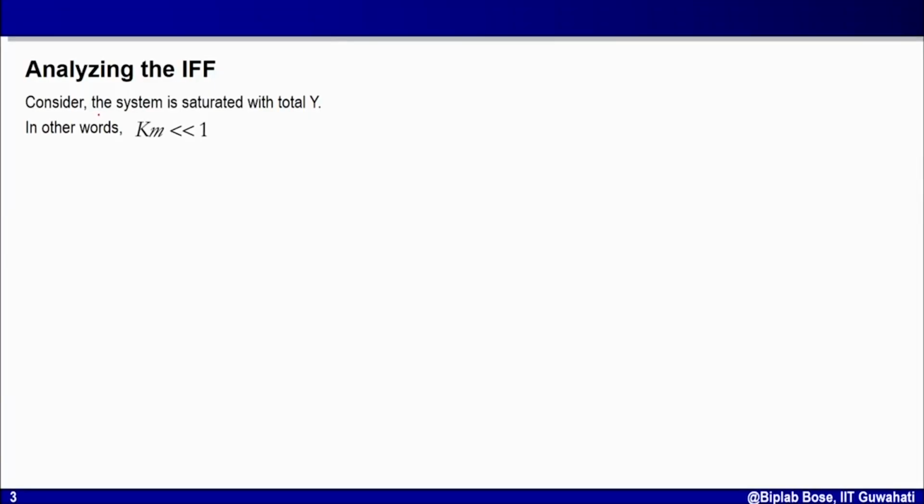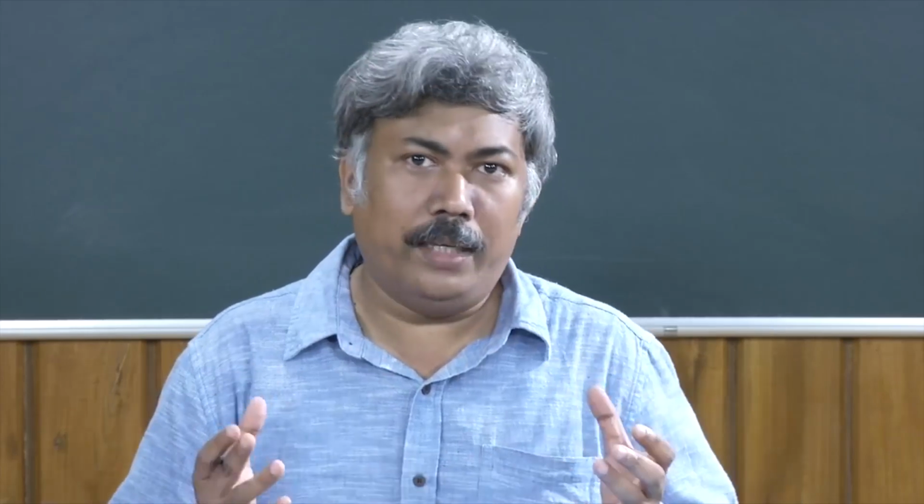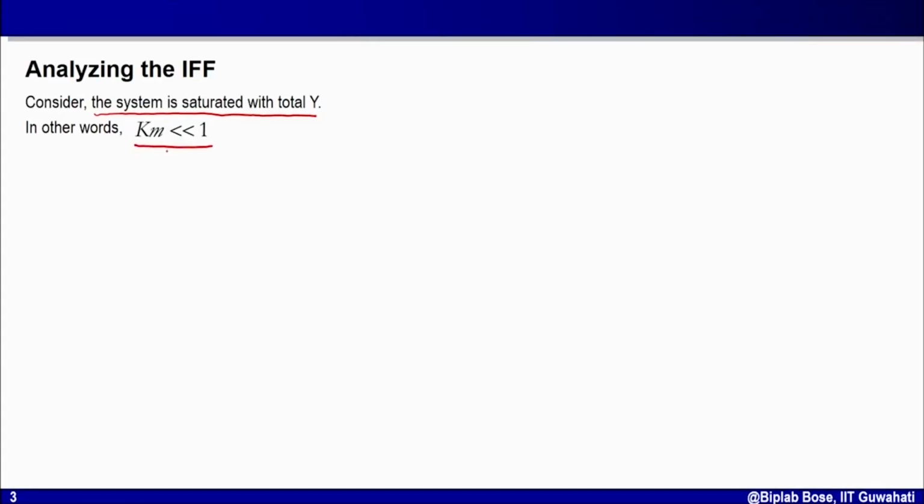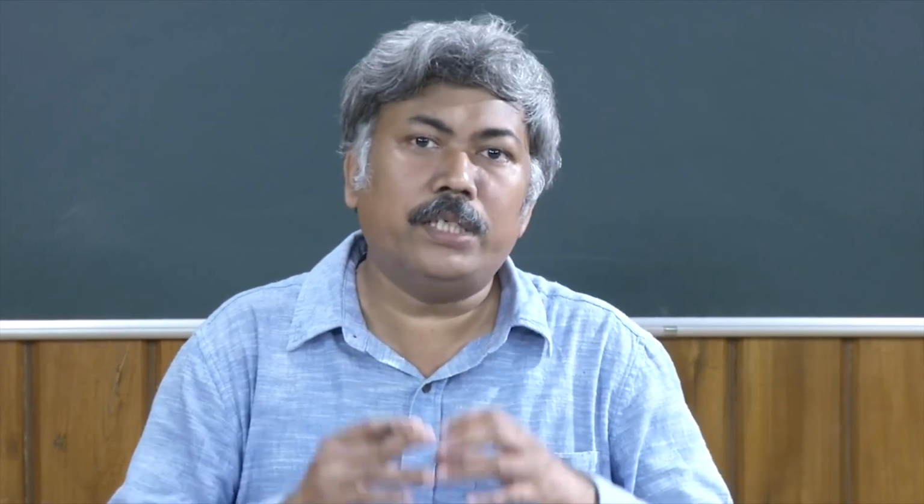Now before I go into y null clines, let us make an assumption. Let us consider the system is saturated with total y, that is inactive and active y. So I am considering the amount of y, both inactive and active mixed together, is huge, so that the Km is much less than 1. Remember, 1 is the total amount of y, right? Total y, for me, is equal to 1, and that is made up of both inactive and active y. So I am considering the system is completely saturated with y.